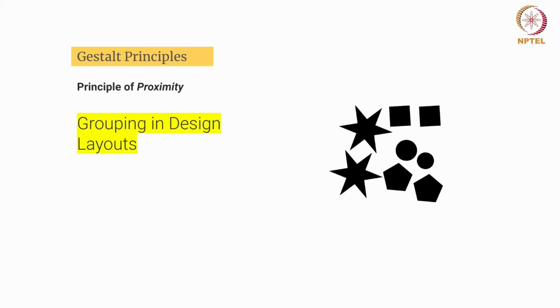Similarly, these are different shapes which are clubbed in one segment, and now it feels like they are in one group. Again, within this group, based on shapes and sizes, you might also create subgroups like the stars are together, the squares are together, the circles and the pentagons, everything together.